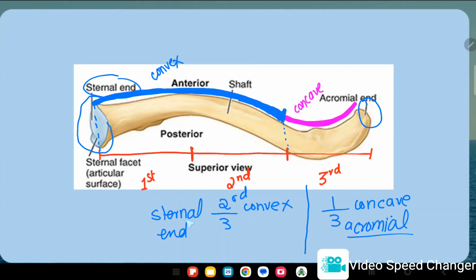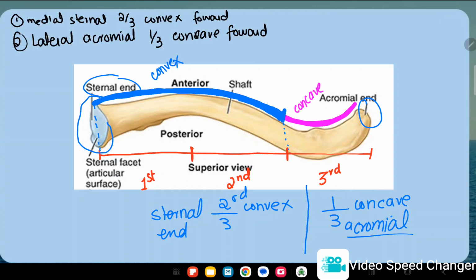This is called a sternal end because it is attached with the manubrium of the sternum. Right. So the first two points can be on, and I have already told you in the previous video what is the medial end. Medial end means something which is towards the midline. Near to the midline is called medial, and which is far from the midline is called lateral.